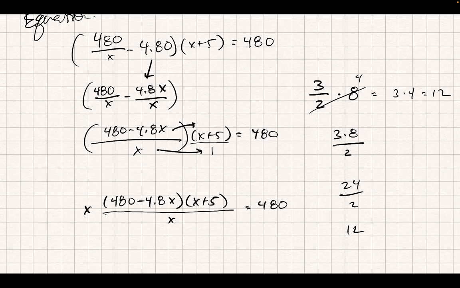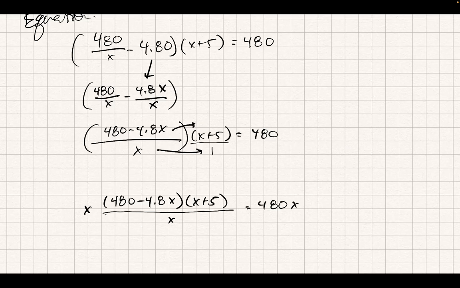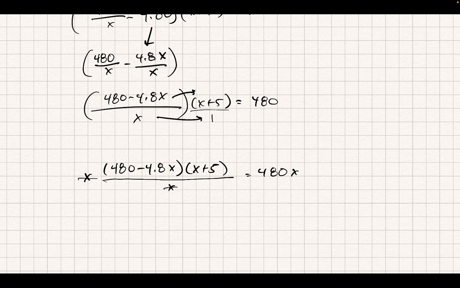Now when we multiply both sides by x, what happens? Then you cancel the x on one side. Yep. Okay, so now we have 480 minus 4.8x. And if we're being careful, once we cancel x in the denominator, we say the x cannot be 0. Right. Or if I rewrite it.